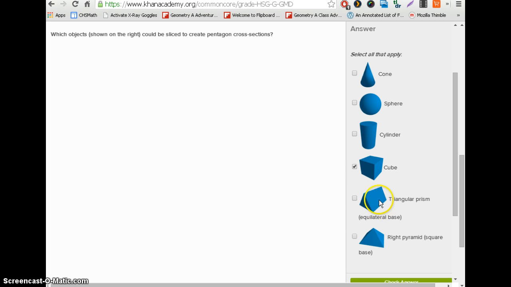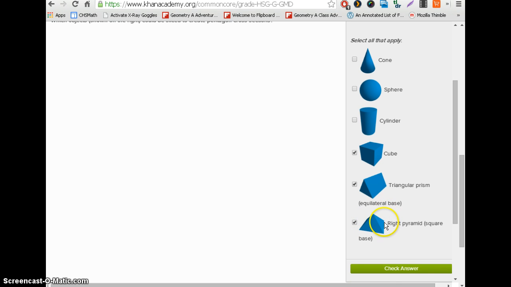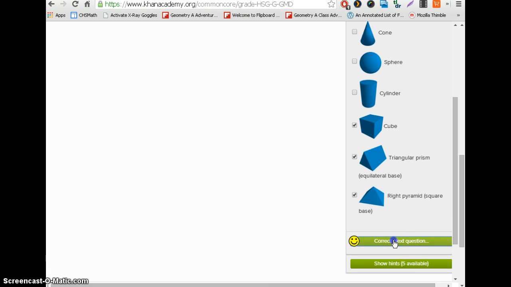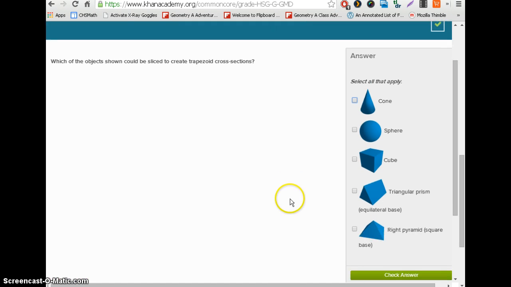Here I have 1, 2, 3 sides on the 3 faces with the triangular prism, plus the top and the bottom. That's the bases. So that's 5 total sides I could make with a polygon that I slice through. So that one could be. And here I have a pyramid which has 5 faces as well. So potentially I could get 5 sides out of that. So those are my answers. I'm thinking about looking very closely at these.